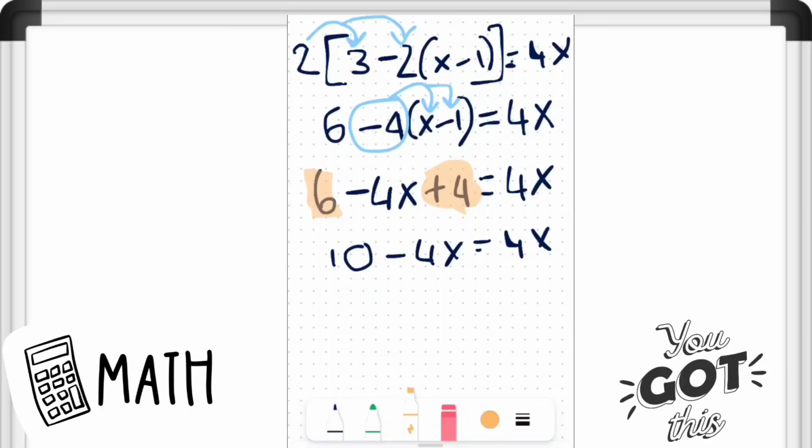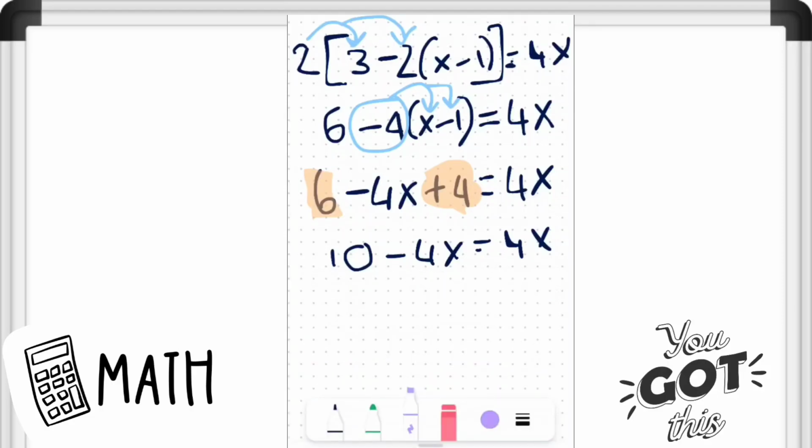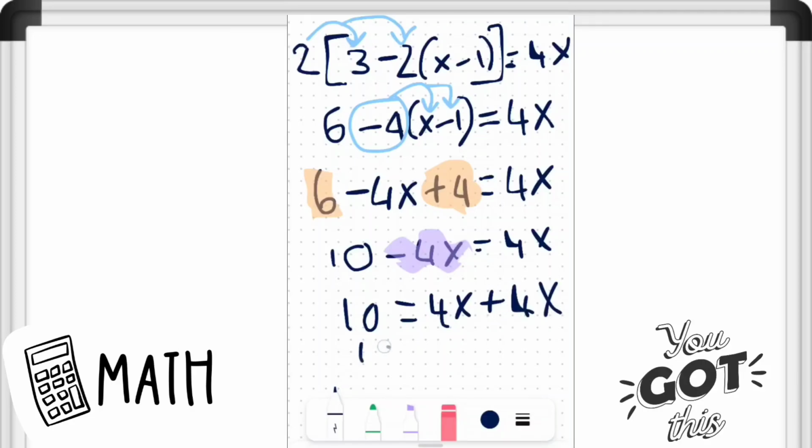We always take it to where x will become a positive. So if we look over here on the right hand side, this is already a positive, and this negative, if I throw it over, it's going to become a positive. So I'll have 10 is equal to 4x plus 4x. So 10 is equal to 8x.